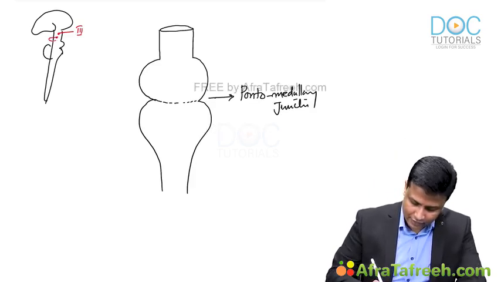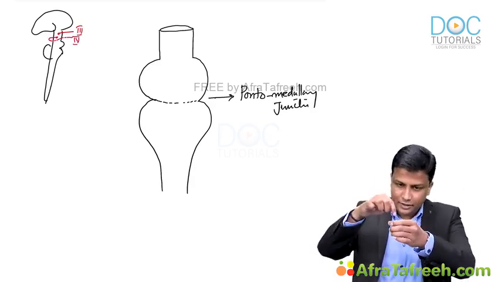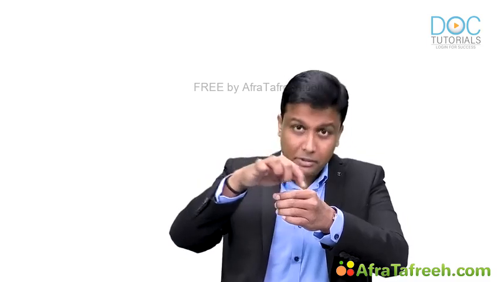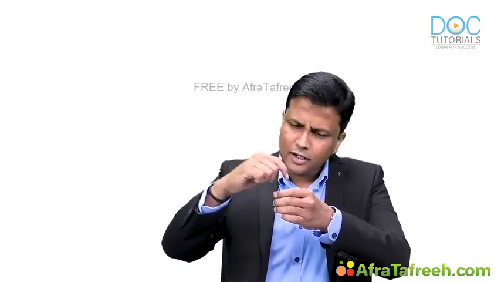Then after that, it is going to take a turn and come in the front. So try to understand like this. For example, if my hand here is the midbrain, cranial nerve number 3 is originating ventrally, no doubt about that. But the cranial nerve number 4 has a dorsal origin, then it is going to take a turn from the side and come in the front.